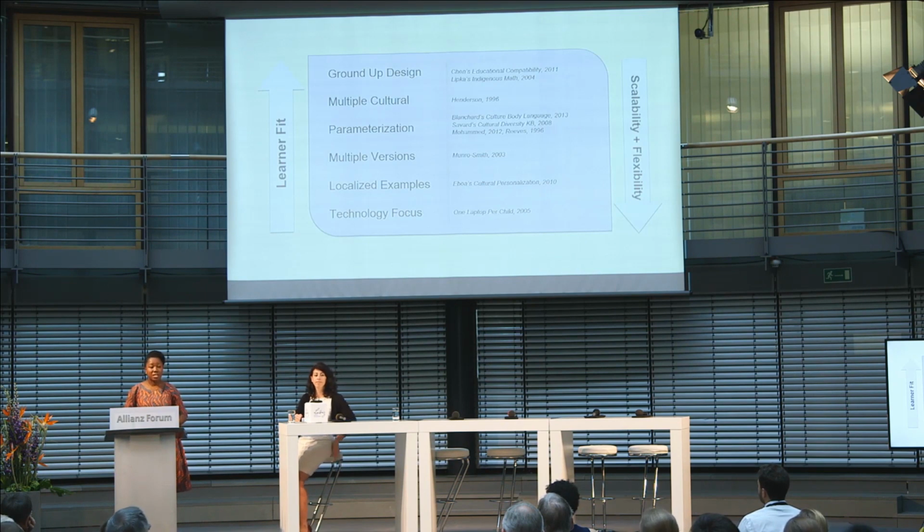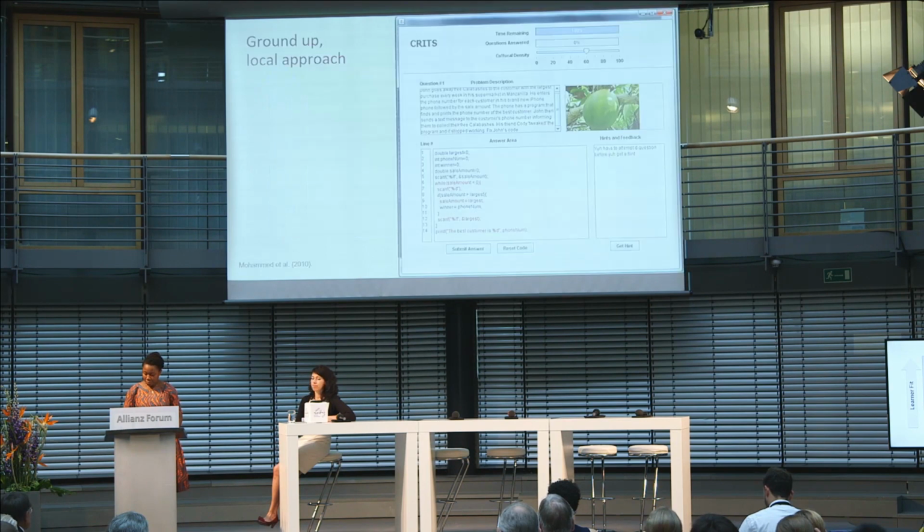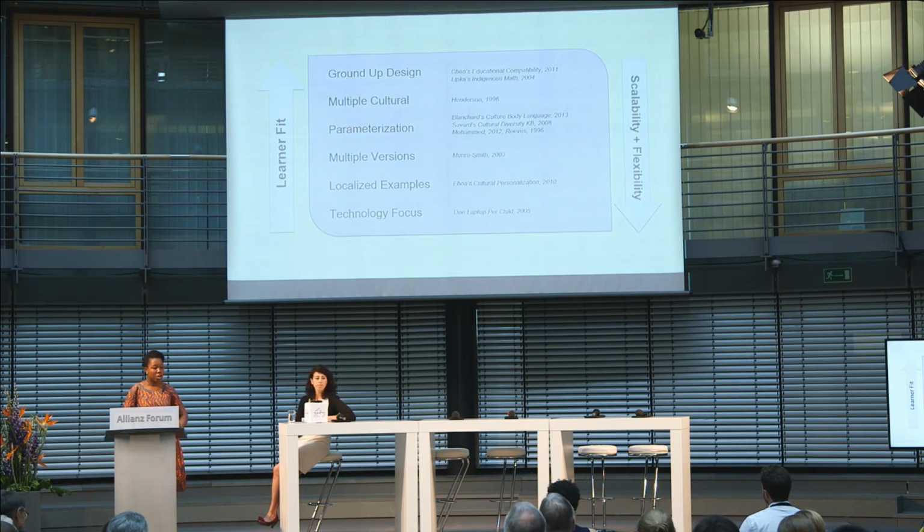So based on our analysis on frameworks that have proposed ways of making applications culturally inclusive, we came up with two different factors that you have to balance when selecting the right approach for your application, which is balancing learner fit and the scalability of the application, and they often go in opposite directions. So now, before we get in there, we're going to talk about these six most common approaches for making applications culturally inclusive.